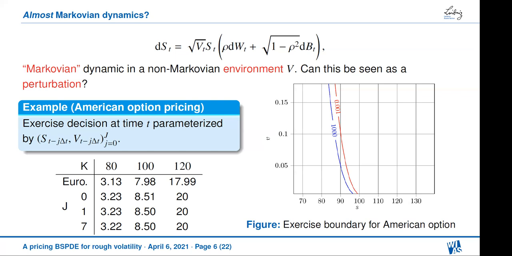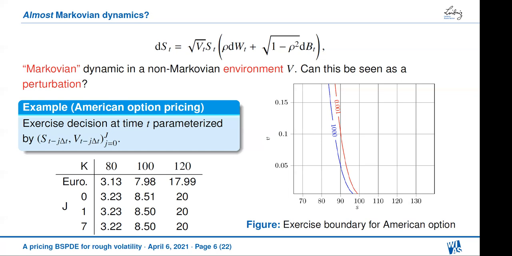And that makes a lot of sense when you think about it, because, and this is what you see in the figure on the right-hand side, you see an exercise boundary for such an option for some fixed time as a function of the two variables, V and S. And you see it depends much more on the value of S than on the value of V.